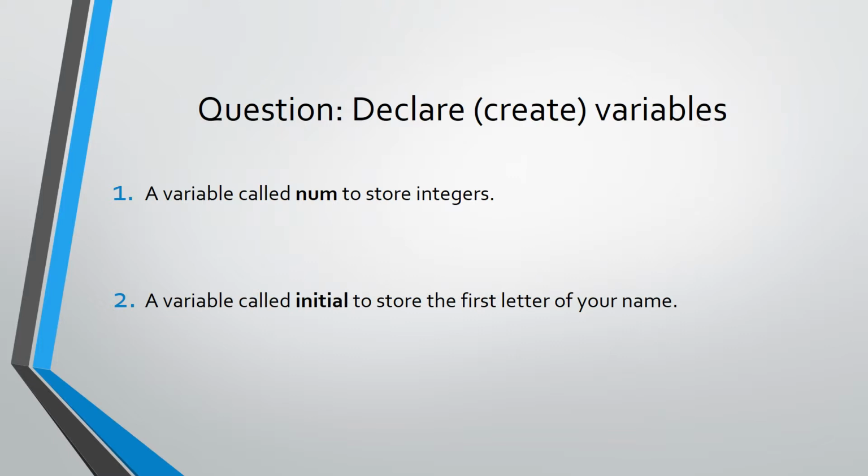It wasn't given to them like in question 1 here, where you see num and you see integers. But you had to think to store the first letter of your name. What does that mean? Well, to store a letter alone, and they had to associate that to one of the data types that they were shown. So then after they tried, I showed them this answer, and then I showed them the other answer.